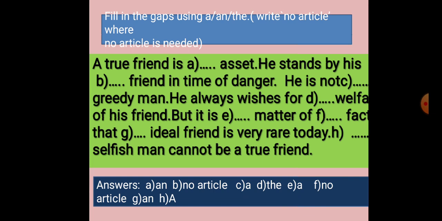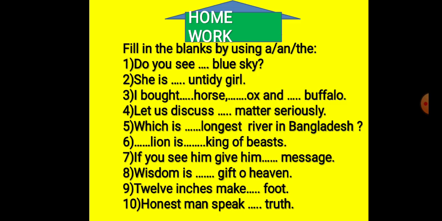So dear students, that is all about articles. Now I will give you homework. You will do it in your khata. I will check it when the school opens.